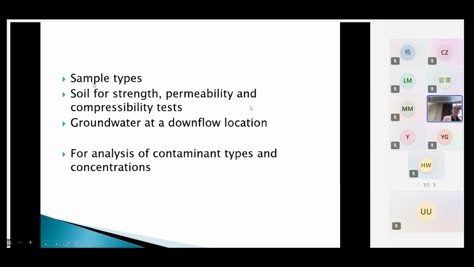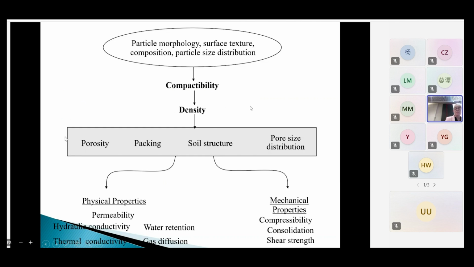So soil, of course, you need to know the soil strength, the permeability, the compressibility, all of these are important, because then you can get an idea how fast the contaminants might move through the soil. And of course, the groundwater, where is it going? And you have to analyze the contaminants and what the concentrations are, what kind of contaminants you have. So soil, as I say, porosity, soil structure, all of these type of things are what we want to look at. So we've touched on some of these already.